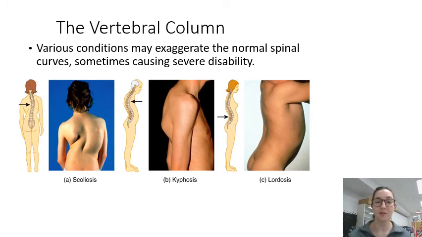The middle picture there, kyphosis. Kyphosis is kind of an overly curved cervical region where it forms sort of a hunchback, because we're curving way too much.